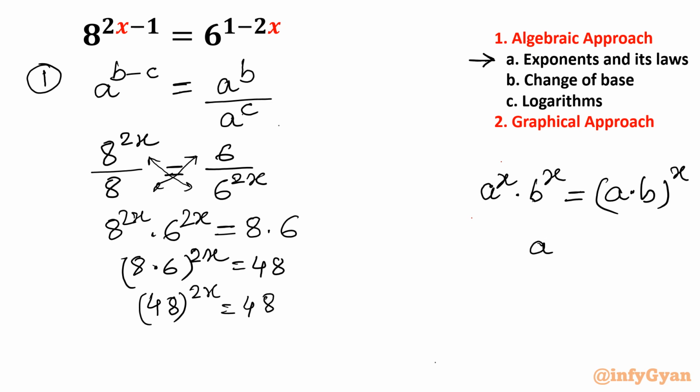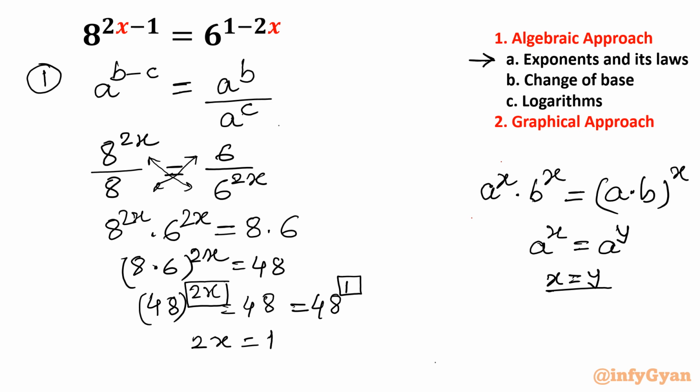Now the next property of exponents: if a power x is equal to a power y, then anytime we can write x must be equal to y. So 48 means it is 48 power 1. Now compare both sides' powers. So 2x will be equal to 1. Divide both sides by 2. x will be half. This method is called exponents and its properties, or laws or rules.